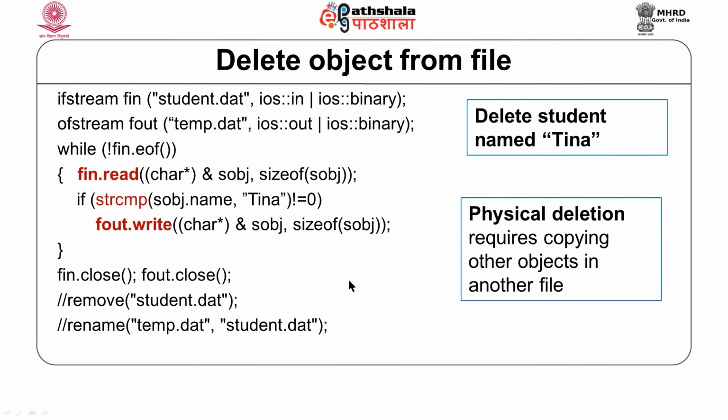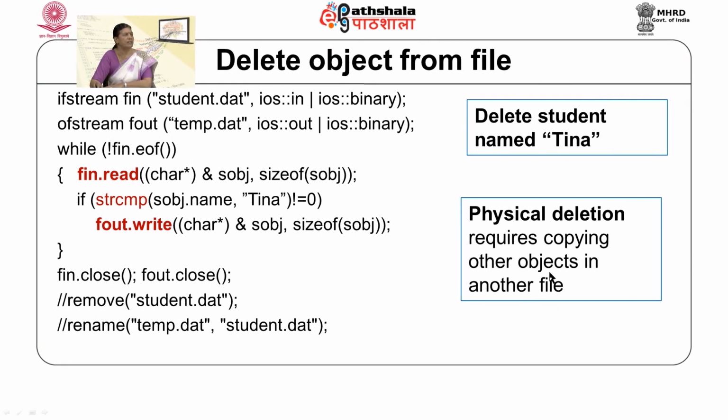Let us see how to delete the objects from the file. Suppose we have student objects stored in the binary file, and we want to delete the student named Tina. There are a few options, because when we want to delete, it will create an empty space in between, which is not possible because these are sequential files, and therefore, all the records other than the record to be deleted are to be copied into another file. That is the physical deletion.